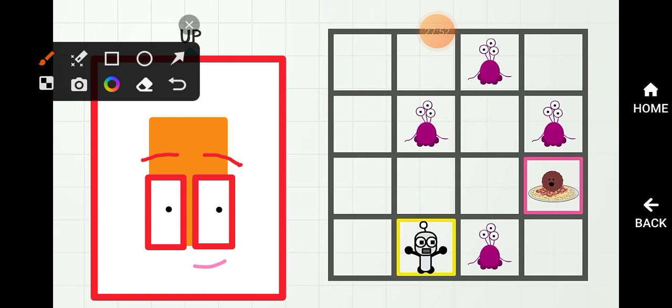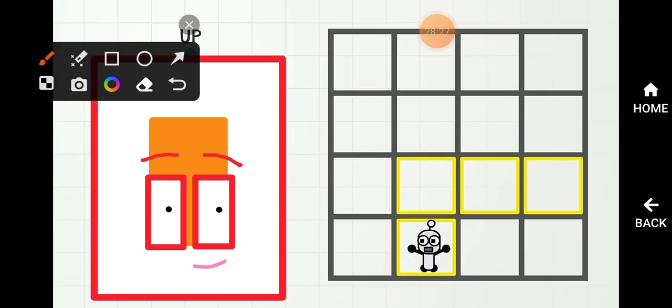So, what way should Tiny Robot go first? Yeah, I think Tiny Robot should go up. But how many squares? Yes, 1 square. So now, what direction and how many squares should Tiny Robot go? What's that? Okay, Tiny Robot, go right 2 squares. 1, 2. Yeah, good job, Tiny Robot.